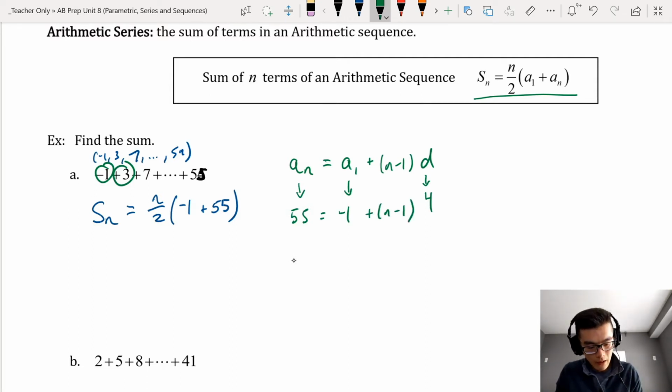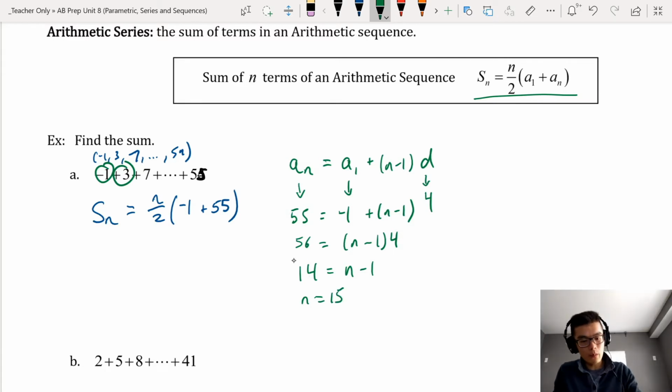Starting with that, we're going to add 1. We get 56 equals this. Divide by 4. So that's going to be, I believe, 19. Let me just think about that real quick. Mr. Bright can't math, it's 14. Add 1, so we get n is equal to 15.